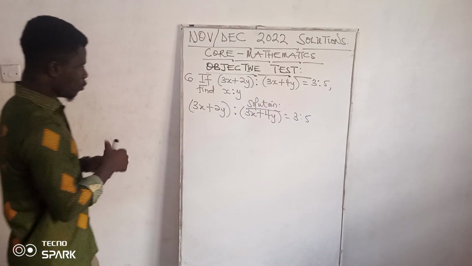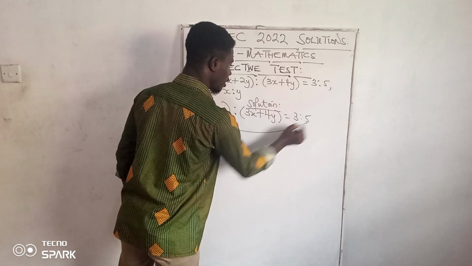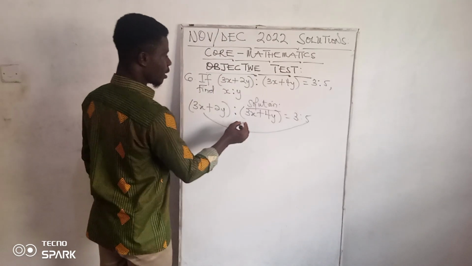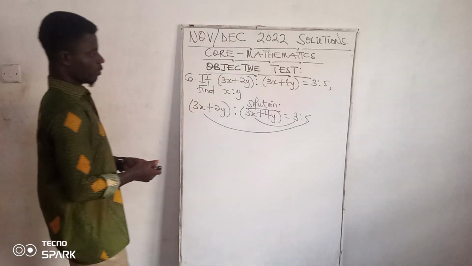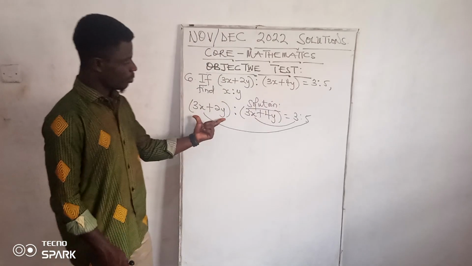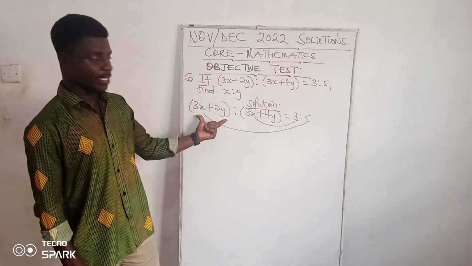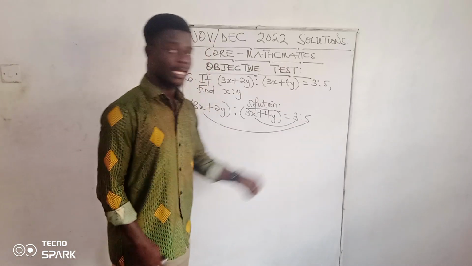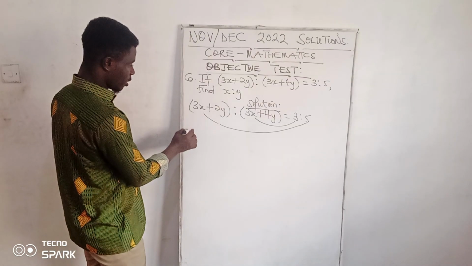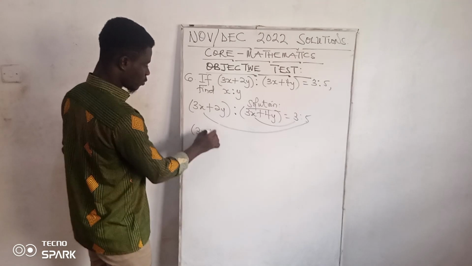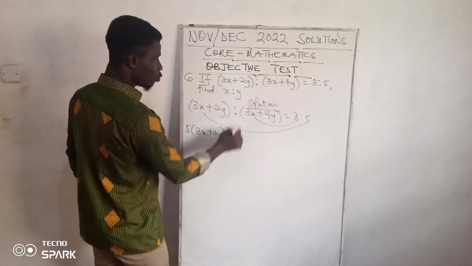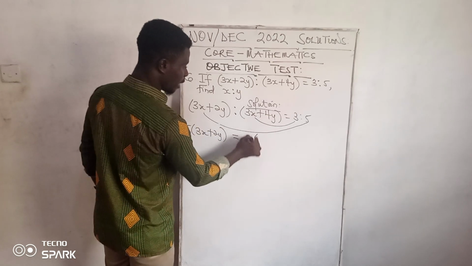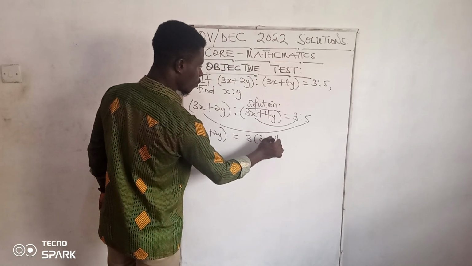So now we can use extreme, then we can use our mean. So it means that this expression, 3x plus 2y, multiplies 5. So I have 3x plus 2y multiplying 5. Then I equate it to 3 multiplying 3x plus 4y.